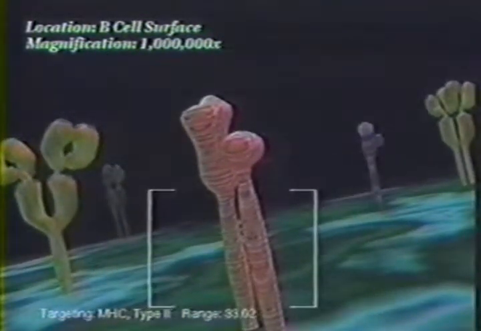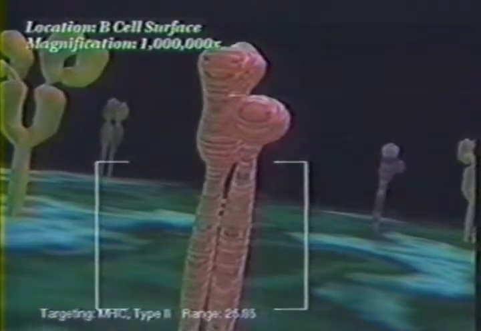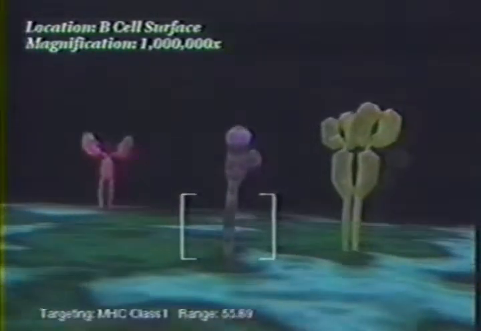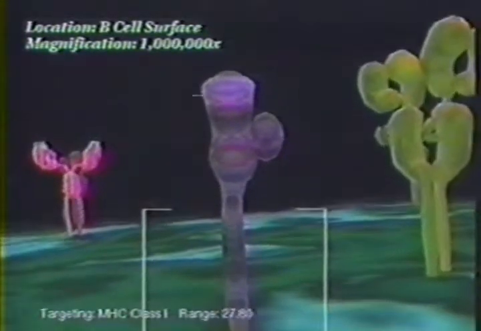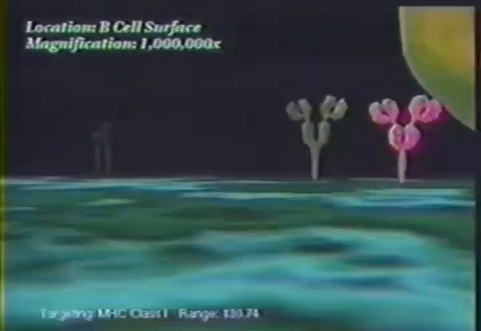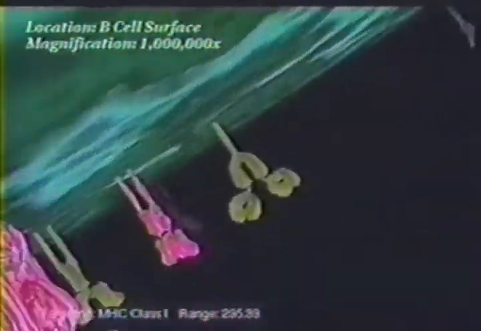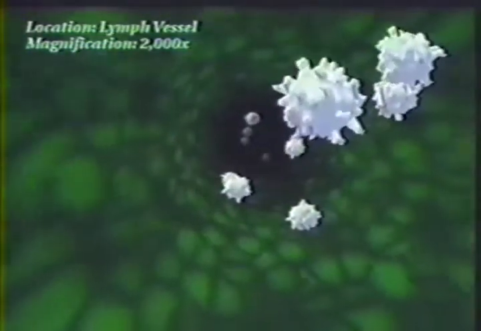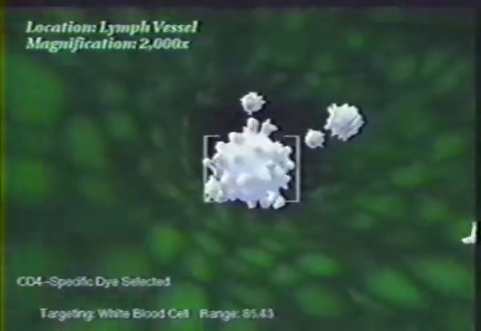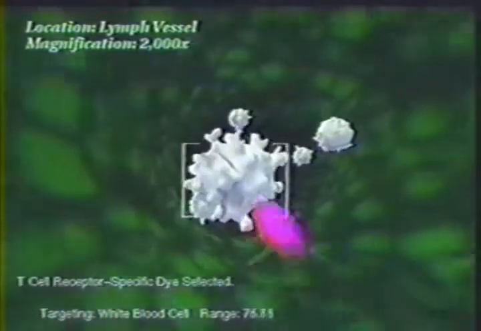Also present on the surface is MHC class II, which presents antigen to helper T cells. Looking further, we also see MHC class I, which presents antigen to killer T cells. While we were on the surface of the B cell, this B cell has been moving through the body, and, upon re-emerging, we find ourselves in a lymph vessel.